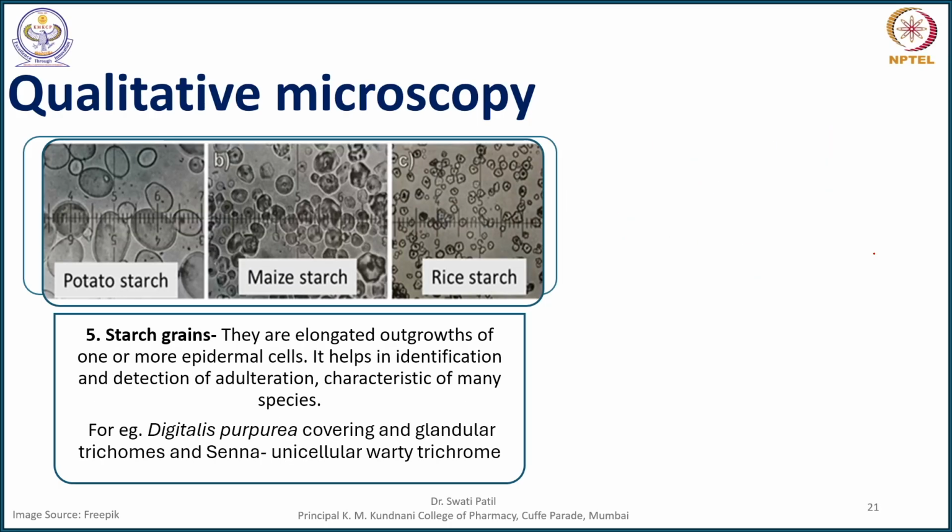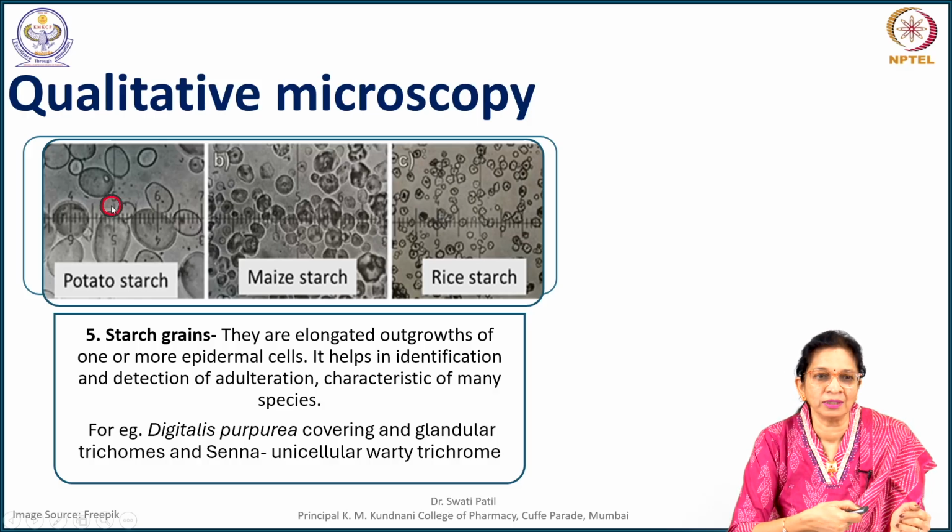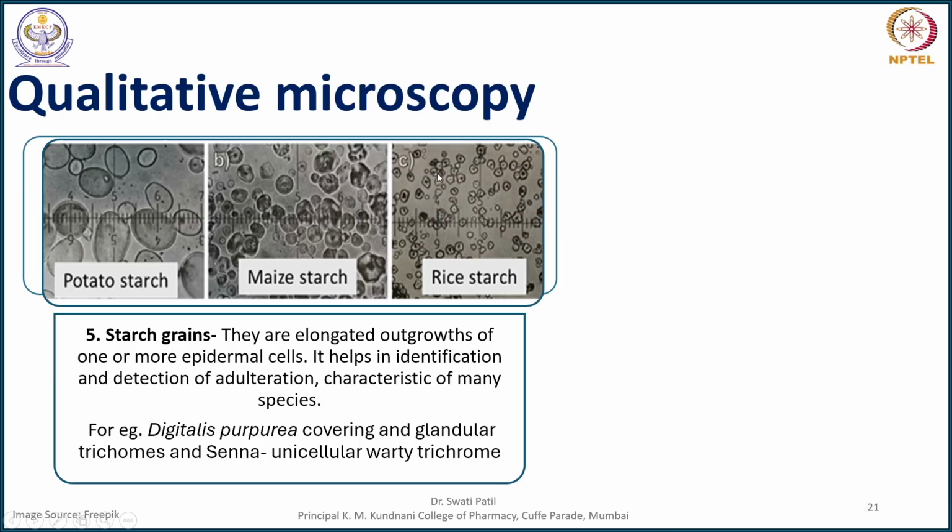Qualitative microscopy, by looking at the type of starch grain. Large starch grains, oval is potato, maize, and this is rice starch. This is simple starch, this is compound starch. You have too many grains which occur as agglomerates.